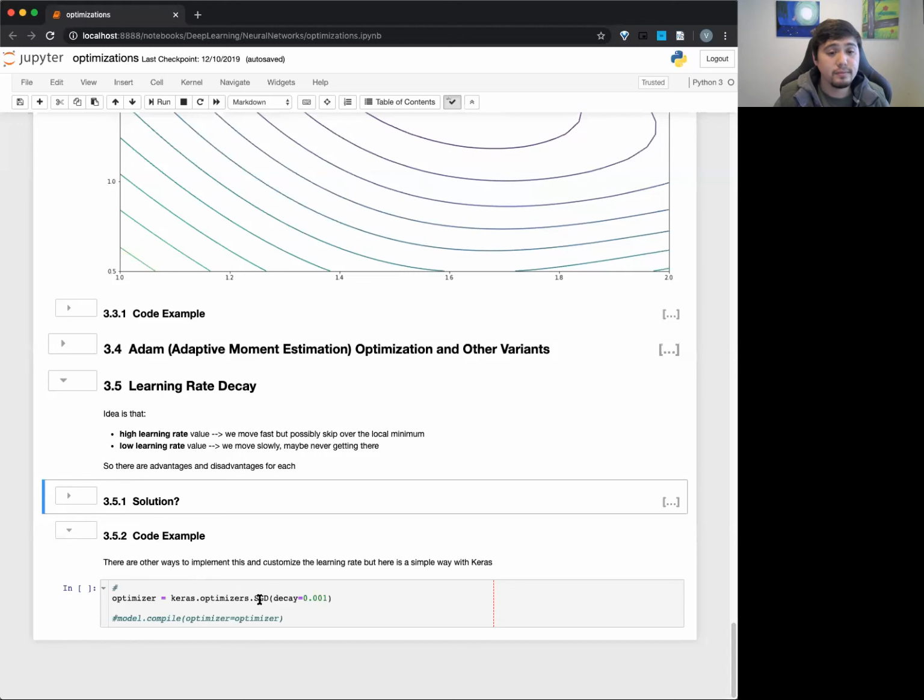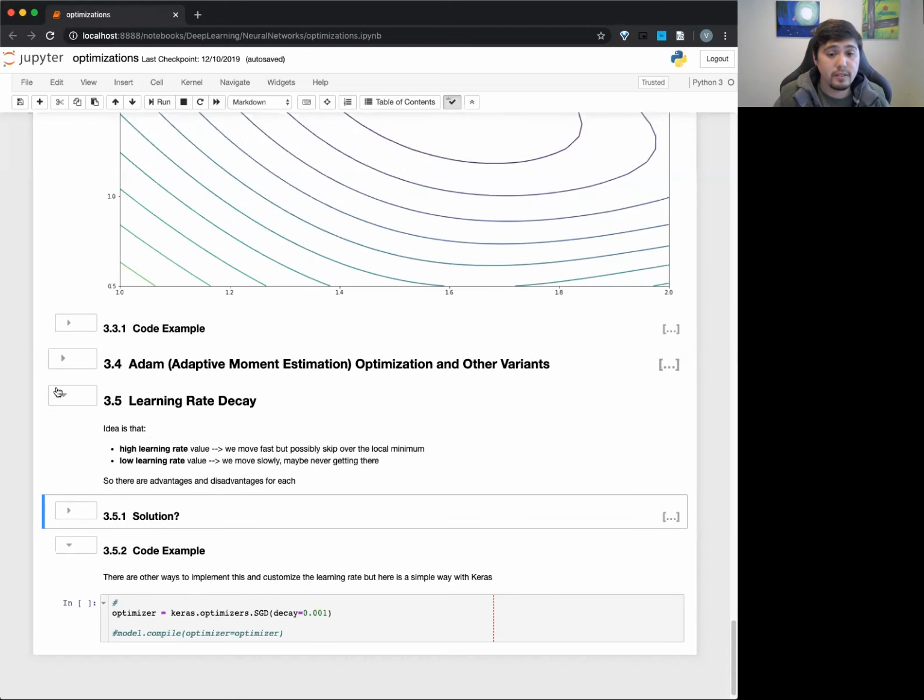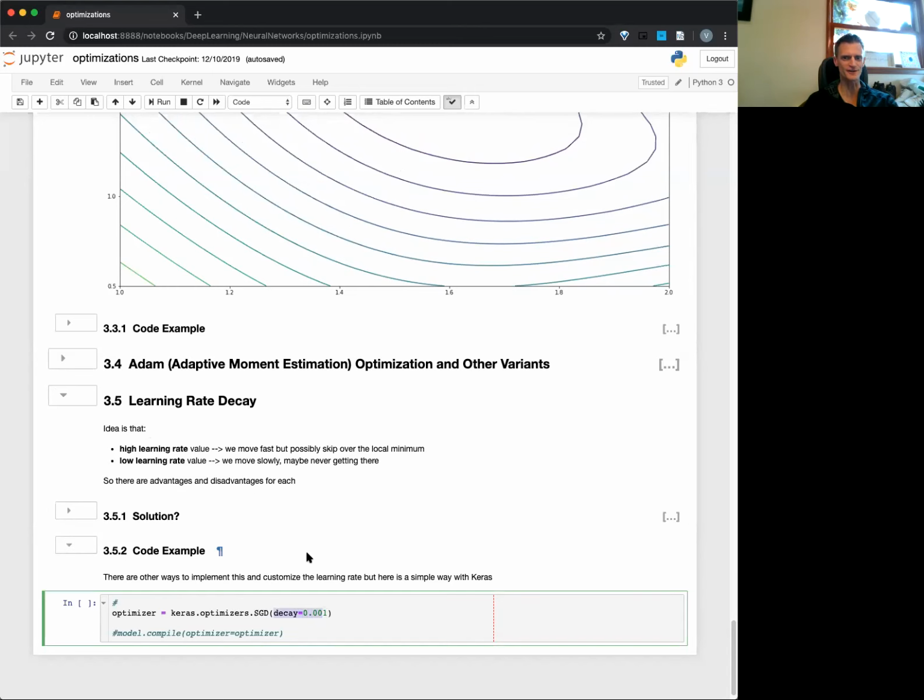Okay. Cool. Any overall questions on this optimizers section? Does this have any problem with local minimums? Like if you slow down the learning rate, can you get stuck? That's right, yeah. Oh yeah, definitely.